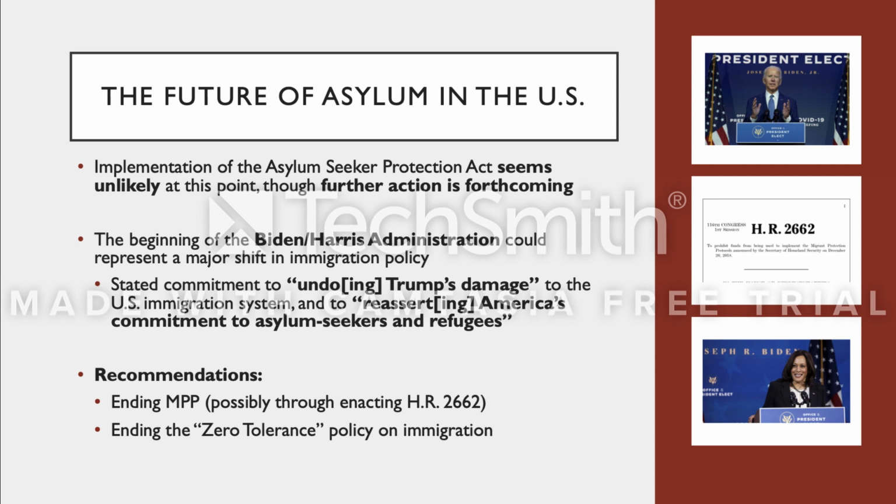So overall, through my research, my recommendations for policy going forward are ending the Migrant Protection Protocols, possibly through enacting the Asylum Seeker Protection Act, but it really just needs to go. It's a detrimental policy in terms of protecting asylum seekers. As well as that, ending the zero tolerance policy on immigration and strengthening access to channels for asylum at the U.S.-Mexico border. And furthermore, we need to enact policy that will reunite the families that have been separated as a result of the zero tolerance policy on immigration.